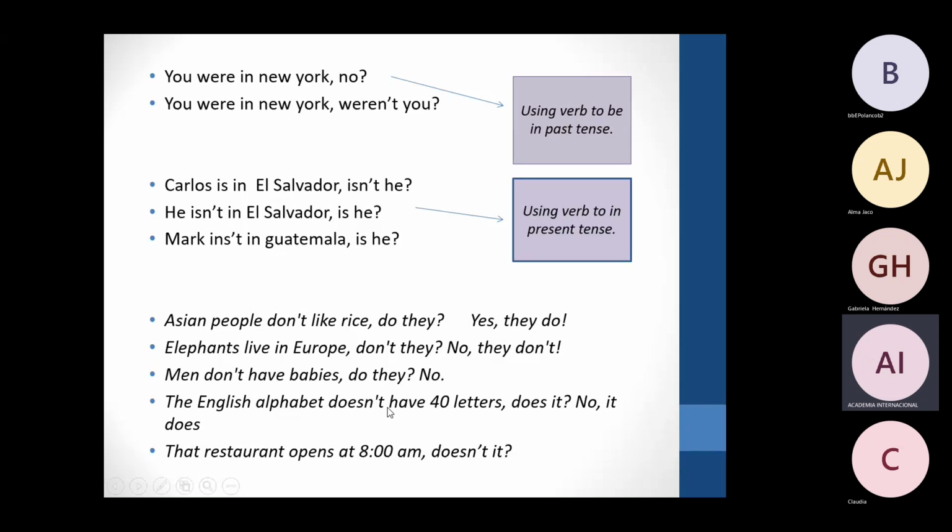The English alphabet doesn't have 40 letters. Does it? Pues como el abecedario inglés no tiene 40 letras, ¿verdad? Does it?